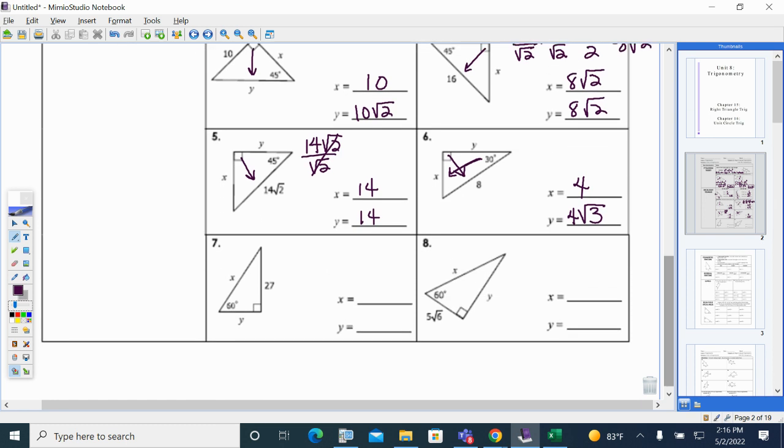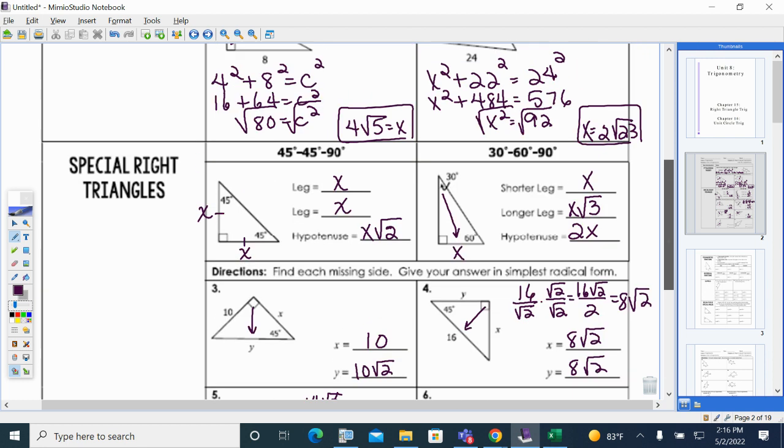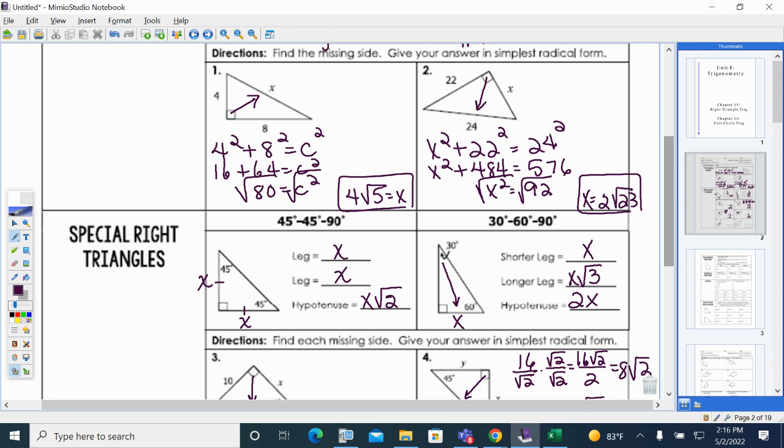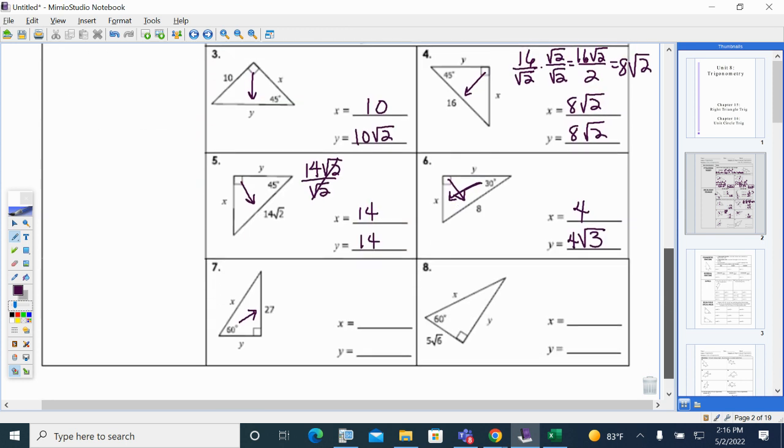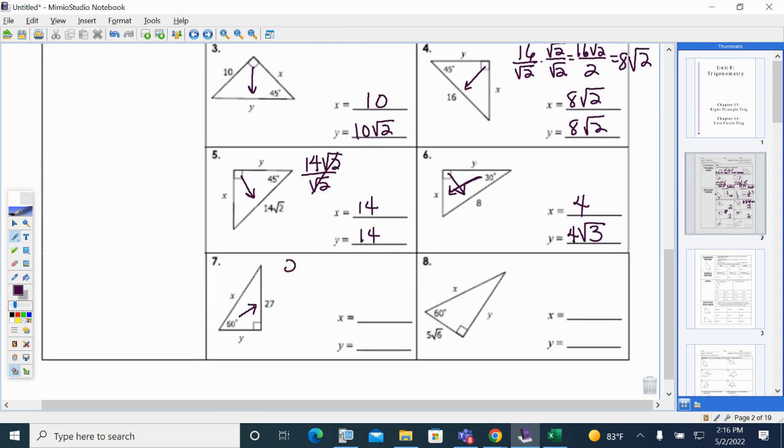In example number 7, I have the measure of the long leg. So this is the one that's, I think, the most complicated. To go from the long leg, let's go back to that 30, 60, 90 right triangle. Looking at the long leg, it's x times the square root of 3. To go from the long leg to the short leg, we've got to divide by that square root of 3. So let's go back and take our 27 and divide by the square root of 3.